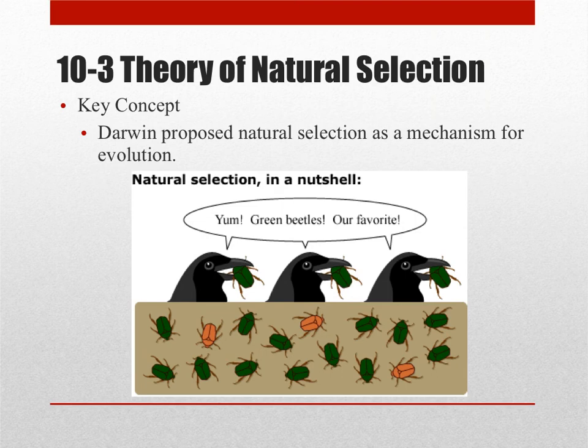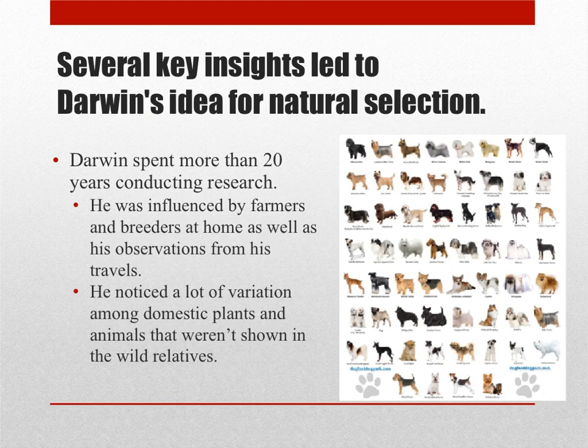Section 10.3, the theory of natural selection. The key idea for Darwin's theory of natural selection is that he proposed a mechanism for evolution. This idea of natural selection was a mechanism, or actually how evolution happened. Before that, people had some ideas, but they didn't really get to the point of saying, this is how it's happening. So Darwin was a naturalist, meaning he studied nature.